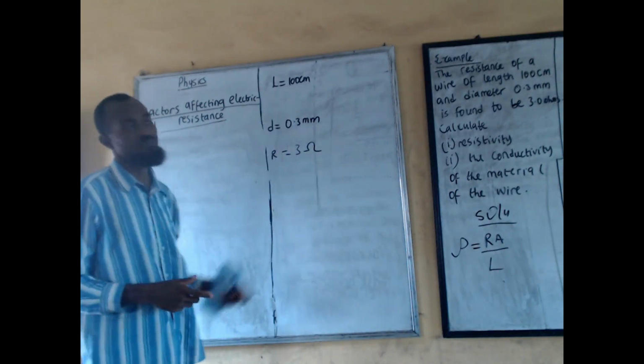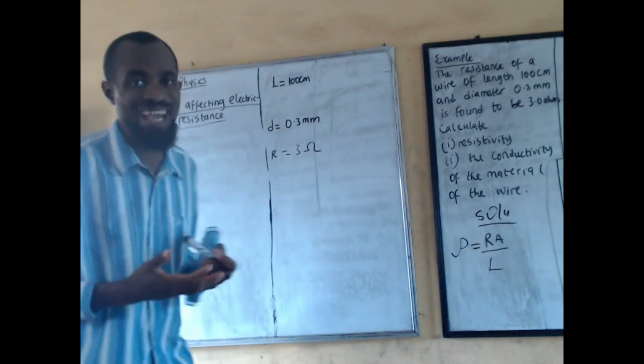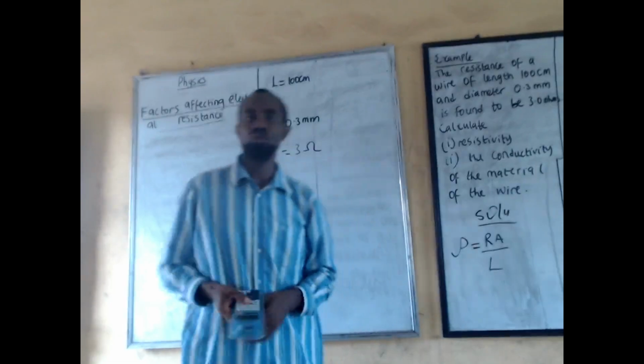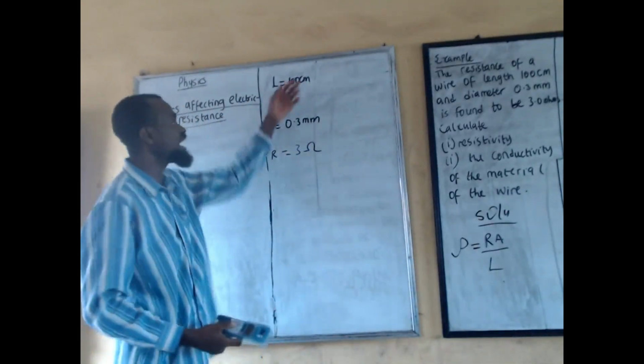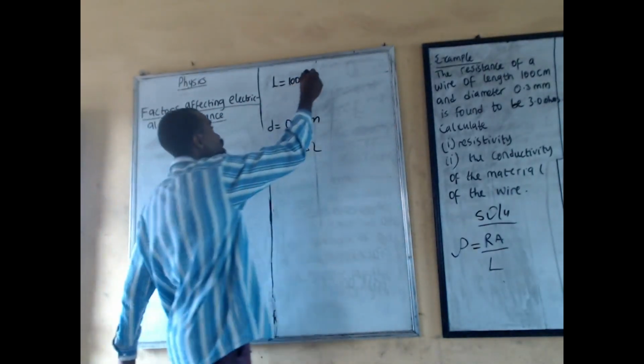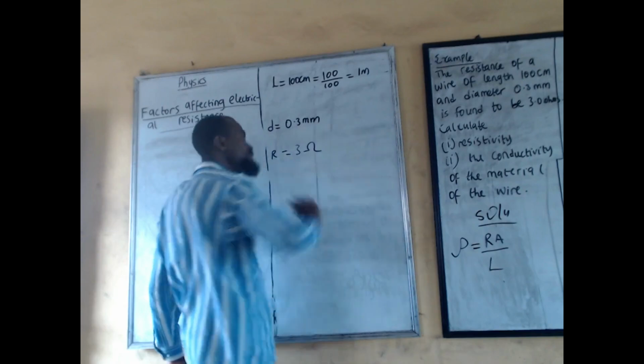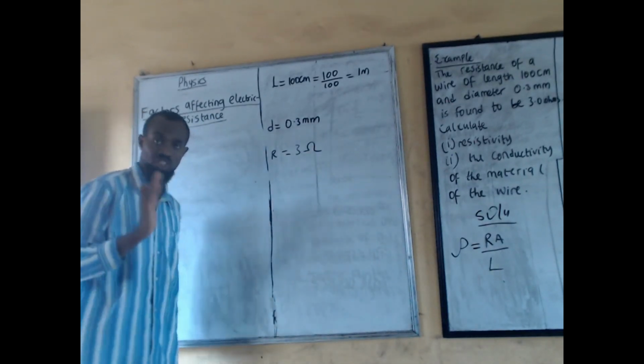So let's quickly convert other units so that they will align to be in SI unit. 100 centimeters is not in the SI unit. We have to convert it to meters. To do that, we simply divide it by 100. 100 divided by 100 will now give us 1 meter. We are good about the length, which is now 1 meter.